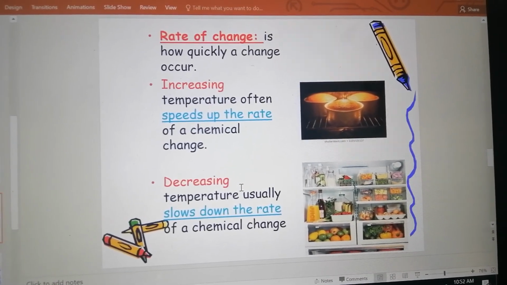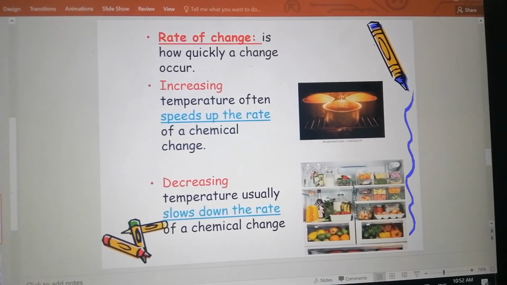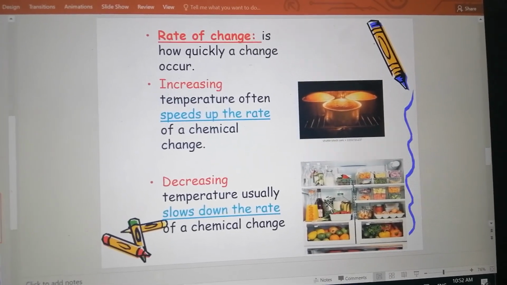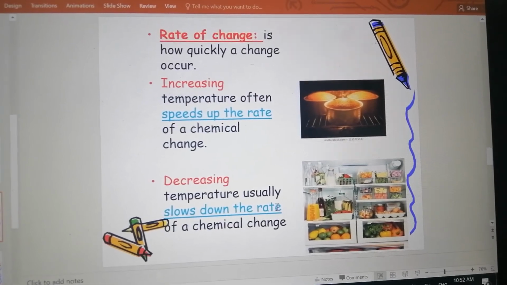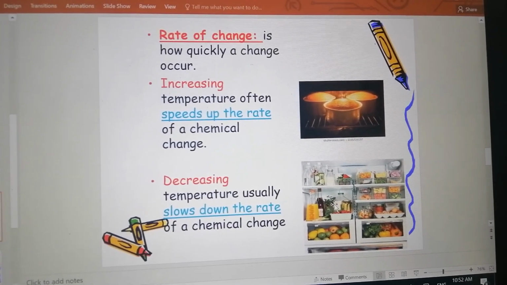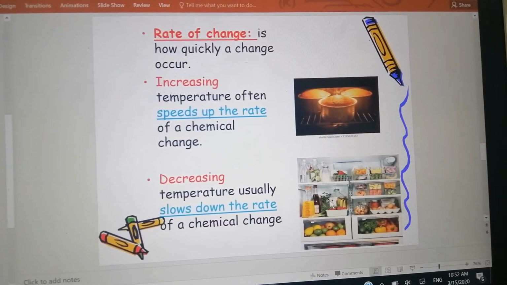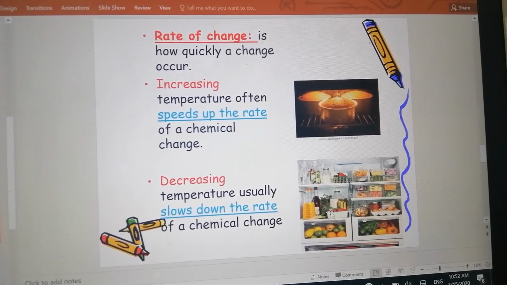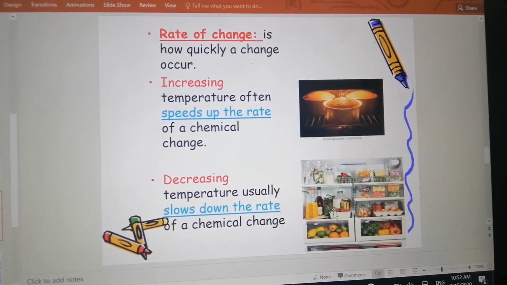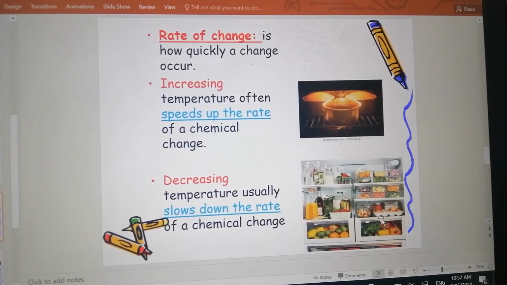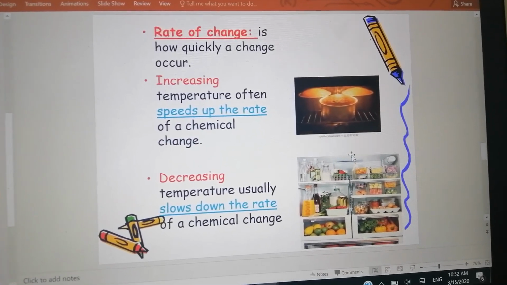What about decreasing? When we decrease the temperature, like inside the fridge, we slow down the rate of the reaction. Like what? Like we put the vegetables and the juice and the fruits in the fridge. Why? To slow down the reaction so that they will not be damaged or rotten.